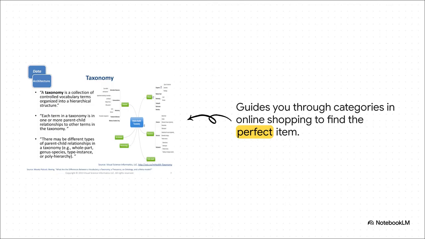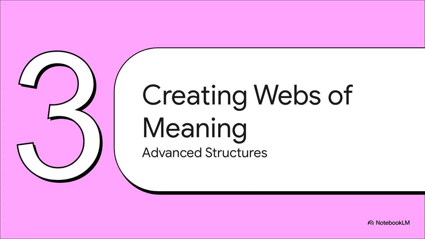And you use these every single day, probably without even realizing it. Ever shopped on Amazon? When you click on electronics, then headphones, then over-ear, you are navigating a taxonomy. It's like a perfect little roadmap that guides you through a huge catalog of items to find exactly what you're looking for.